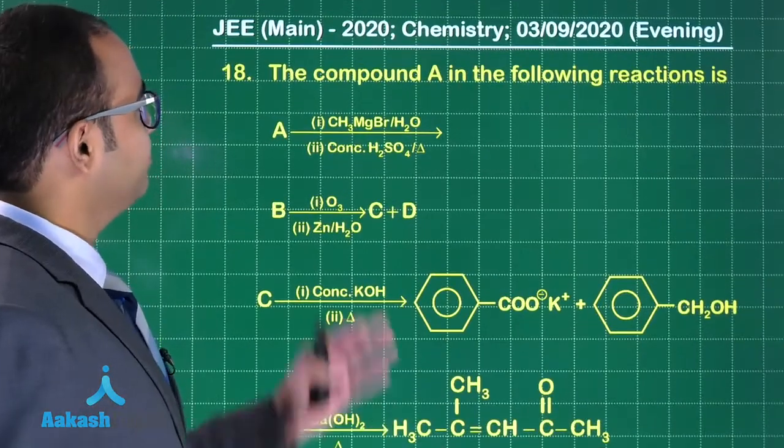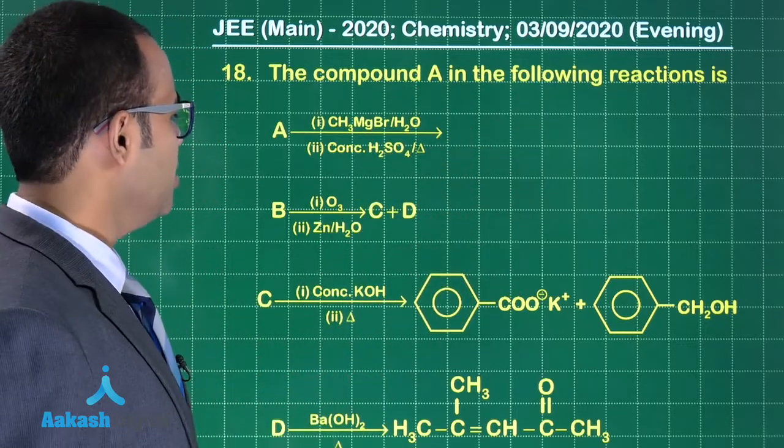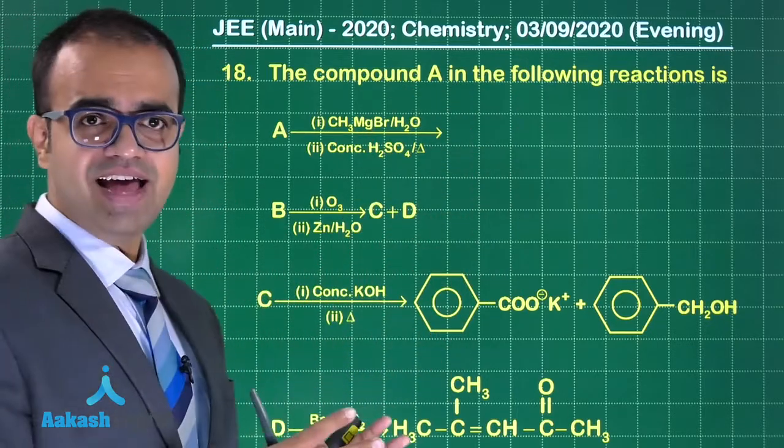Question number 18. The compound A in the following reaction is. So this looks like a mixture of all the reactions, guys.